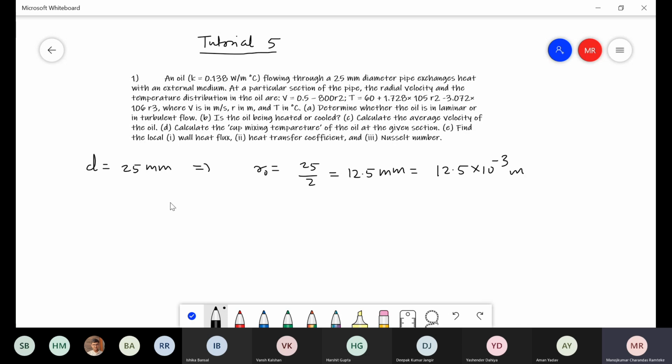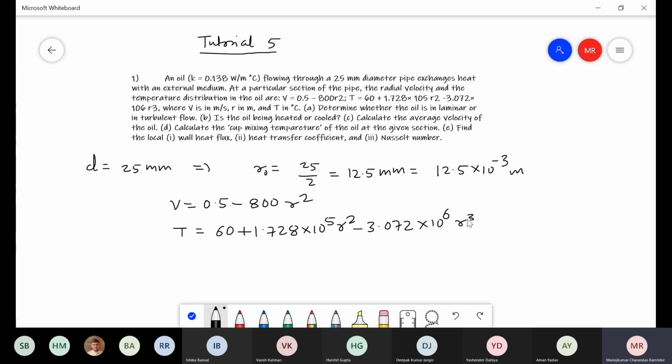Further, the velocity distribution is given as 0.5 minus 800 R square, and similarly the temperature distribution is given as 60 plus 1.728 into 10 raised to the power 5 R square minus 3.072 into 10 raised to the power 6 R cube. So this is what is given in the problem statement, isn't it?